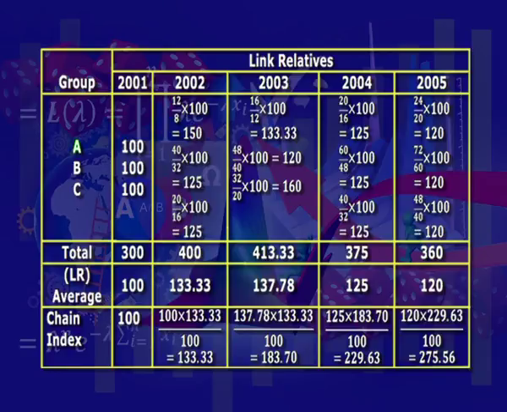For group A for 2002, the link relative is calculated by 12 divided by 8 multiplied by 100, which comes out 150. Similarly, for group B, it is 40 divided by 32 multiplied by 100, which comes out 125. And for group C, it is 20 divided by 16 into 100, which comes out 125. In a similar way for other years, the link relatives for the three groups A, B, C are calculated.